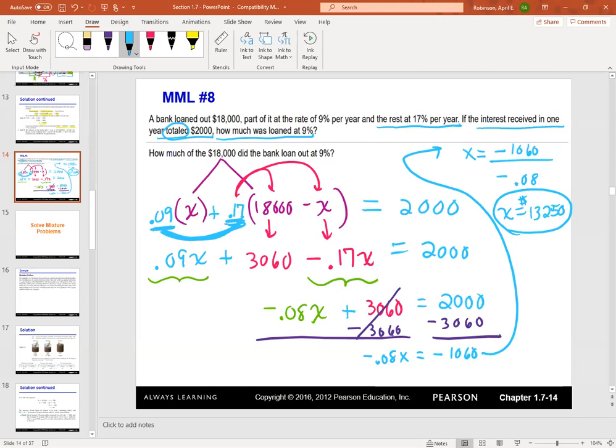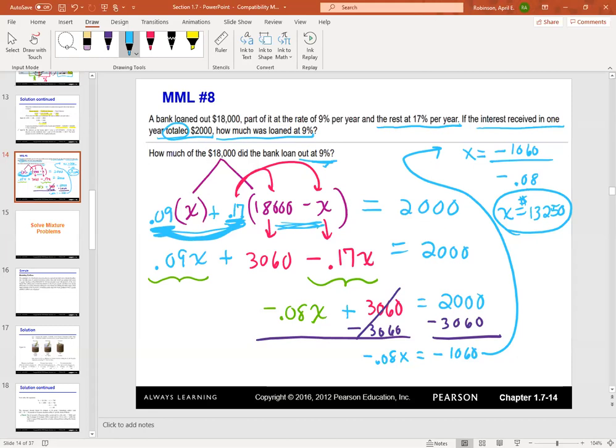The only reason I put the 0.09 where I did is because this question only asked about 9%. So I put it with the X. If you had switched these, then when you were done getting X, you actually would have had the answer for the 17%, but then you'd have to subtract it from 18,000 to get the answer.